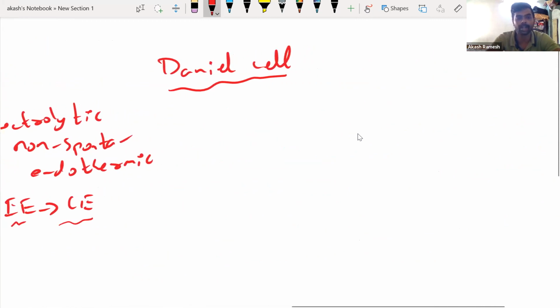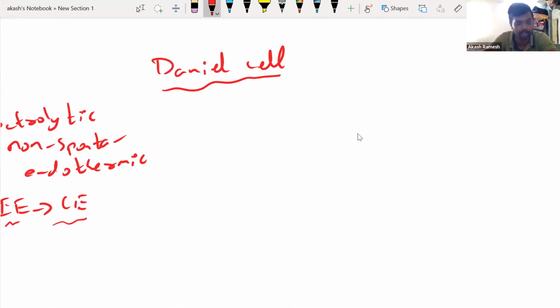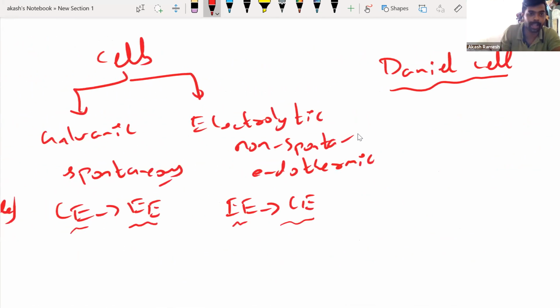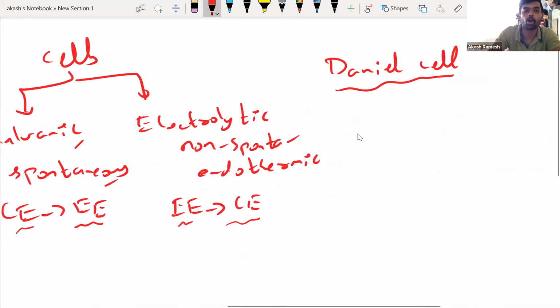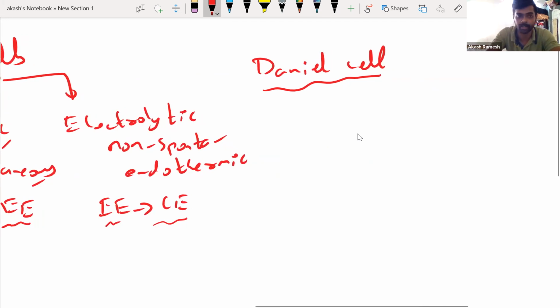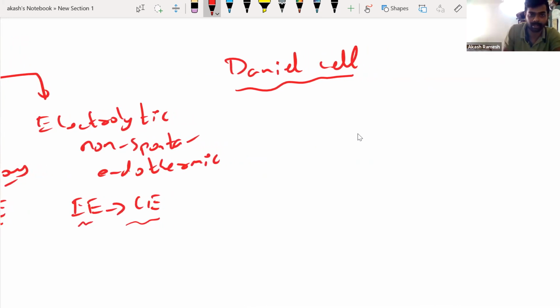So now we'll see how a Daniel cell looks, what is the working. All these things we'll try to look into. Now we'll look into the construction. Now see, for all galvanic cells, the overall construction is going to be the same. Anyways, we'll look into it. So I am going to have two compartments.